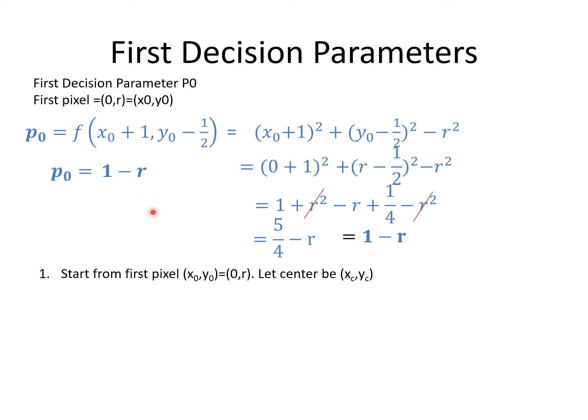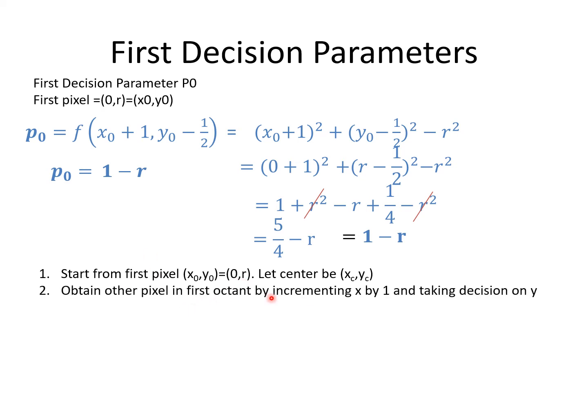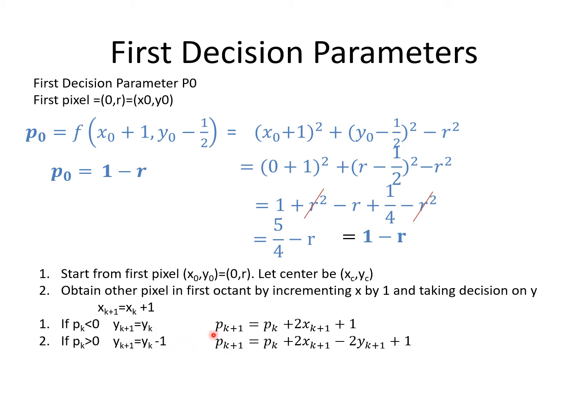So in short, we can say we'll start from the first pixel, which will be 0, r, and let us say the center is xc, yc. We obtain other pixels in the first octant by incrementing the value of x by 1 and taking a decision on y. X is incremented by 1, and if we check the value of the decision parameter, if it is less than 0, then y is the upper pixel or the pixel which is outside the circle, and the next decision parameter is calculated by this formula. However, if the value of the decision parameter is greater than 0, then yk is the lower pixel, which is yk minus 1, and the next decision parameter is obtained using this formula.